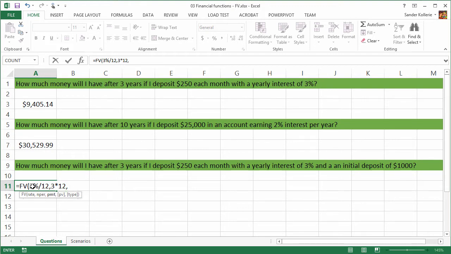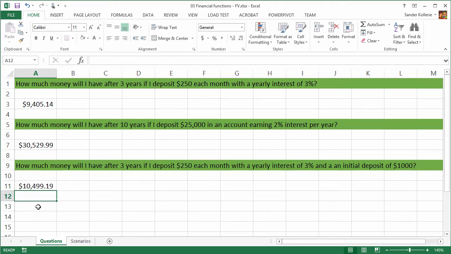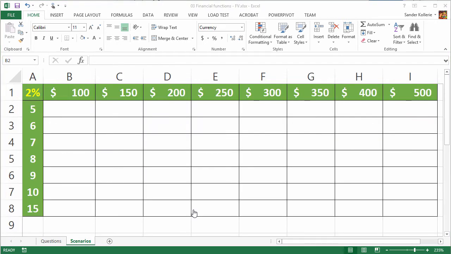The payment each month is $250. And let's do the minus. Don't forget the minus. Hope you noticed that. And then again, we do need the minus for the initial payment of $1,000. And now we are going to see how much that is. And we will have $10,499.19. Let's take a look at one more example.